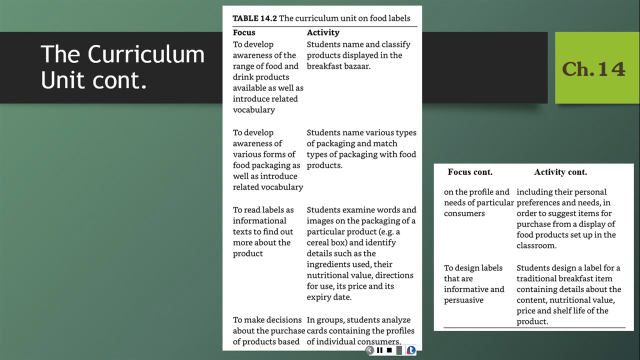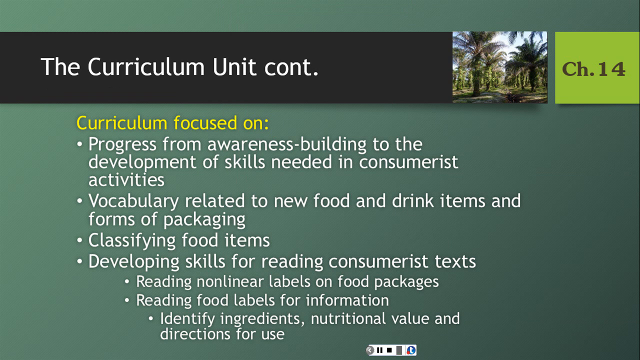The curriculum focused on progress from awareness building to the development of skills needed in consumerist activities: vocabulary related to new food and drink items and forms of packaging, classifying food items, developing skills for reading consumerist texts, which were basically reading non-linear labels on food packages, and reading food labels for information such as identifying ingredients, nutritional value, and directions for use.